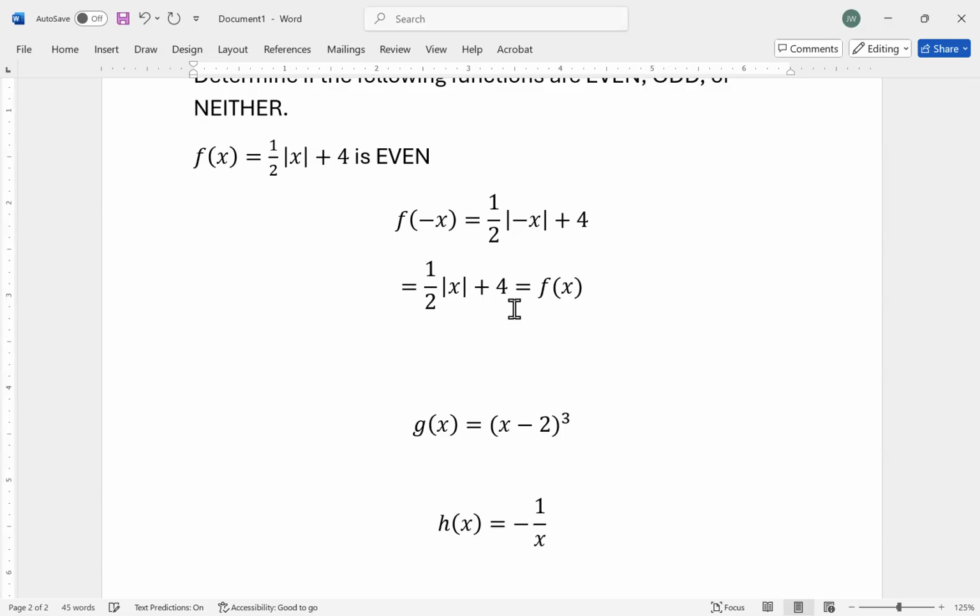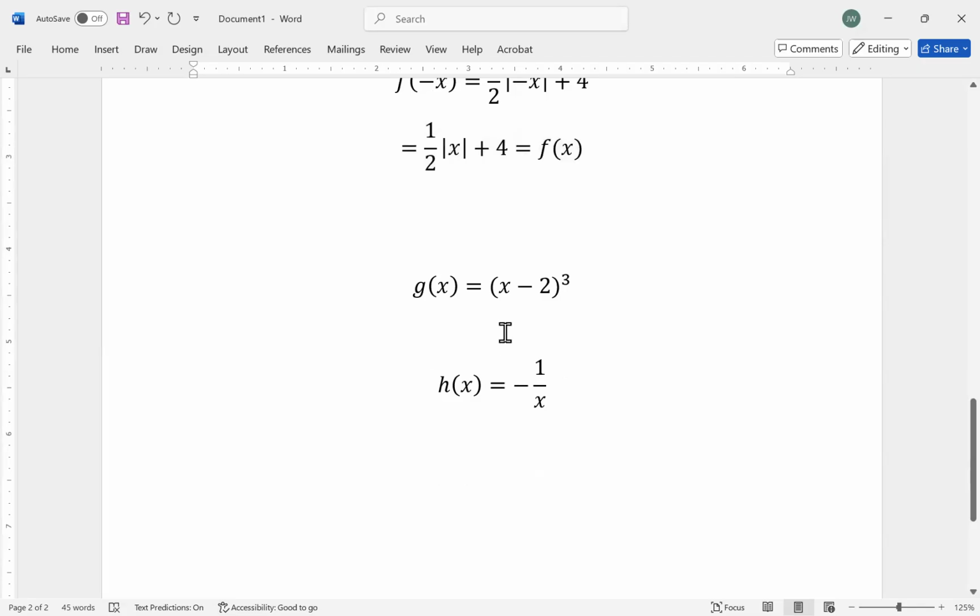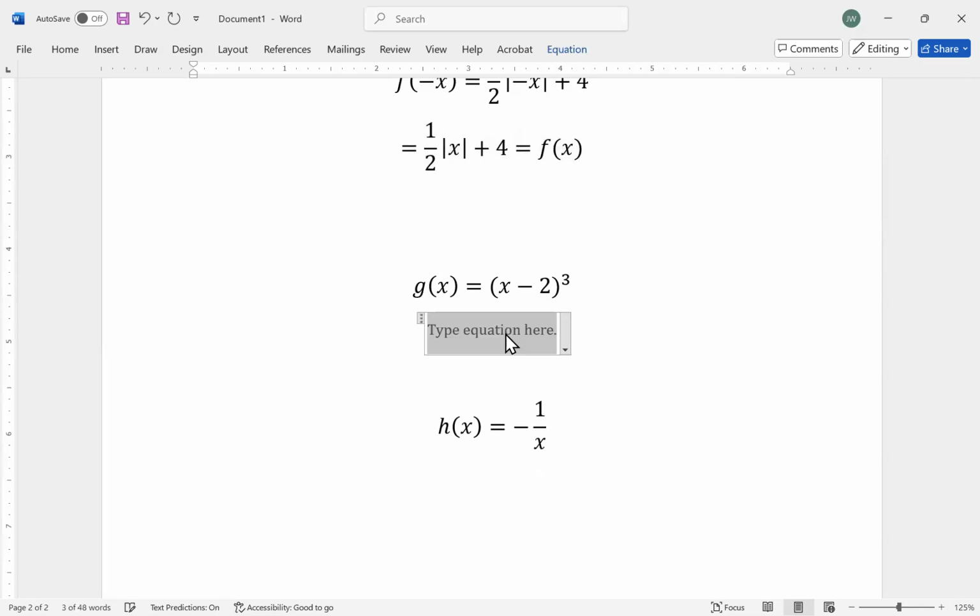For this second example, g of x, let's plug in a negative x here. That would give you negative x minus 2 in parentheses, cubed. Now that is clearly not the same thing as x minus 2 in parentheses, cubed. Hopefully we can see that. Just plug in any number other than 0 and see that it gives you a different value.